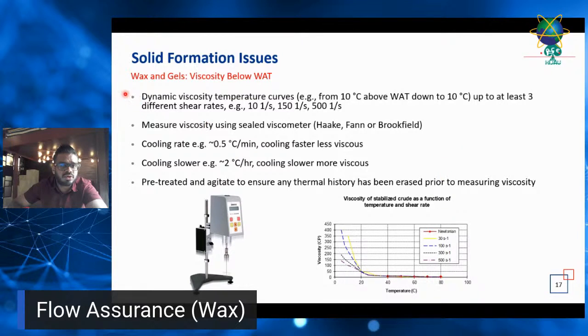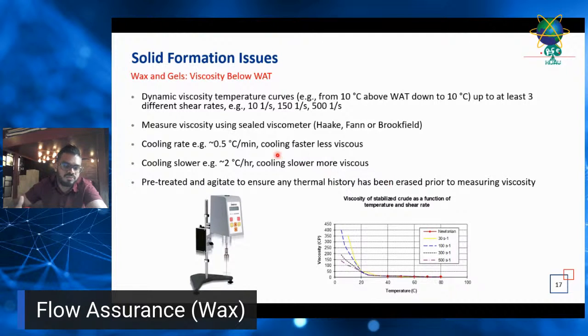Okay, let's look at viscosity below WAT. The laboratory needs to measure the viscosity below WAT at least at 3 different shear rates and at least at 2 different cooling rates as well, because at a faster cooling rate your fluid cools faster and therefore it is less viscous. For a slower cooling rate it is more viscous, but it depends. Some labs will conduct 2 cooling rates, but some clients will request just one.